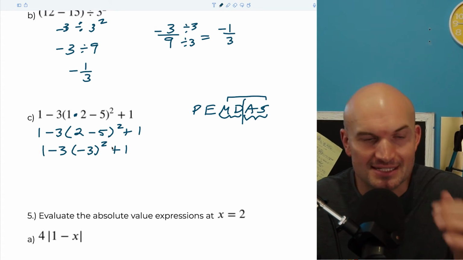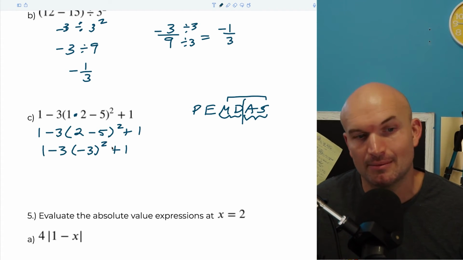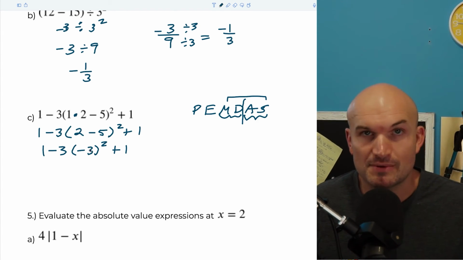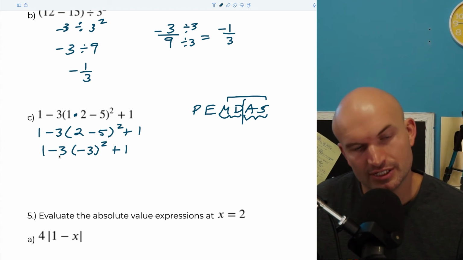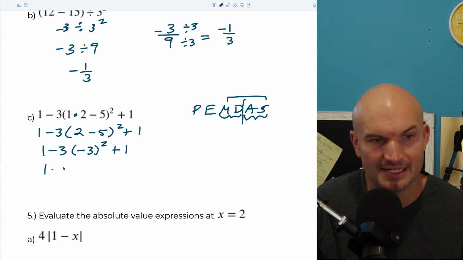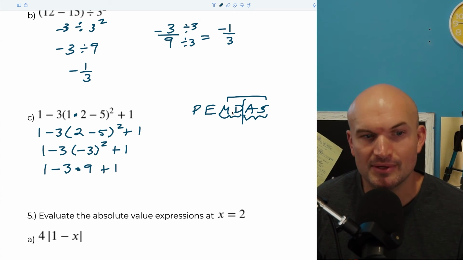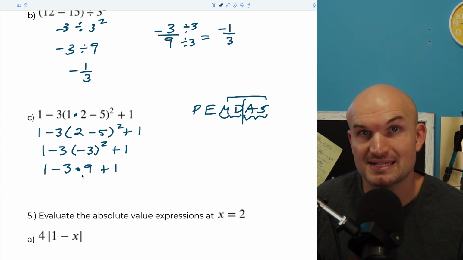I'm keeping them there because I want to make sure you understand negative 3 squared is negative 3 times negative 3, which is going to make a positive. There are no other operations I can do inside the parentheses to simplify it, so that's why we can just leave this. So I have negative 3 quantity squared, which is negative 3 times negative 3, which is positive 9. So I have a 1 minus a 3 times a 9 plus 1. Again, remember, we do the multiplication first. So negative 3 times 9, we have to multiply before we do the subtraction or the addition. Negative 3 times 9 is going to be negative 27.